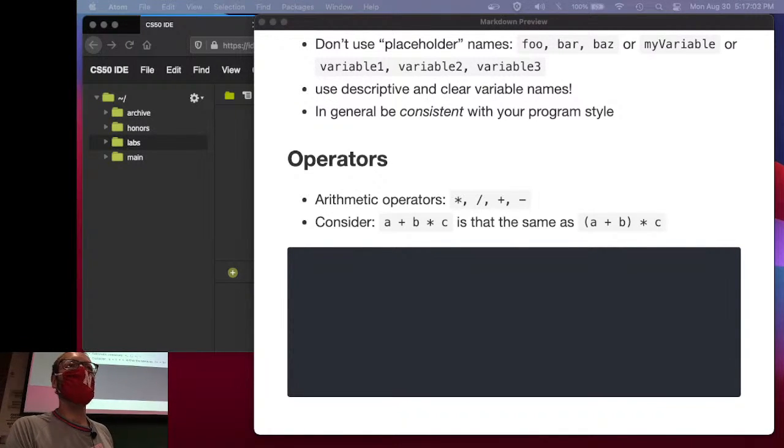Why? What is the first one? How does the first one get evaluated? B times C first, and then you add A to that result. The second one, because you're using PEMDAS, parentheses, you are elevating A plus B to a higher order of evaluation. So that gets evaluated first, and then the multiplication gets evaluated. So these are different.